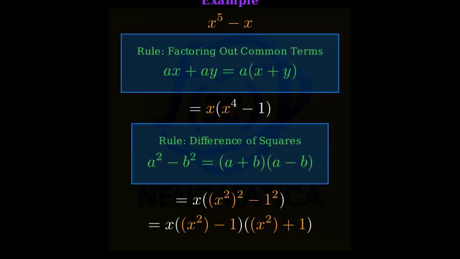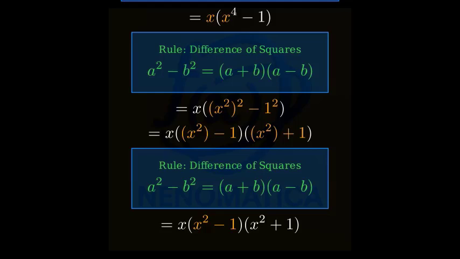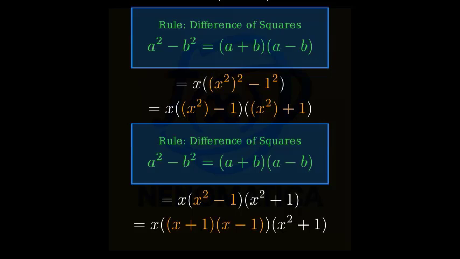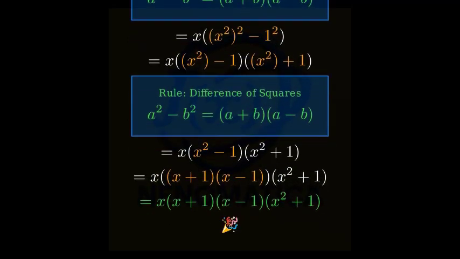Let's continue by focusing on the factor x squared minus 1. This is also a difference of squares, since x squared is x times x, and 1 is 1 squared. So x squared minus 1 equals (x plus 1) times (x minus 1). Now our expression becomes x times (x plus 1) times (x minus 1) times (x squared plus 1). Finally, let's rearrange the terms to get our final answer. We can write our expression as x times (x plus 1) times (x minus 1) times (x squared plus 1). And that's our fully factored form.